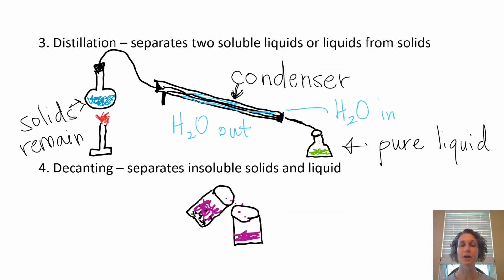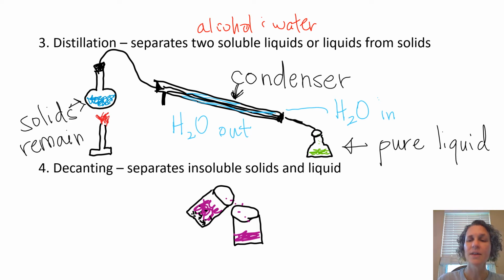Okay, so now here, I know, fantastic drawing. The third separation technique is distillation. This separates 2 soluble liquids, meaning they will dissolve in each other, or a liquid from a solid. For example, if you have alcohol and water mixed together, you could separate those. They will generally have 2 different boiling points. Alcohol will boil much quicker than water.